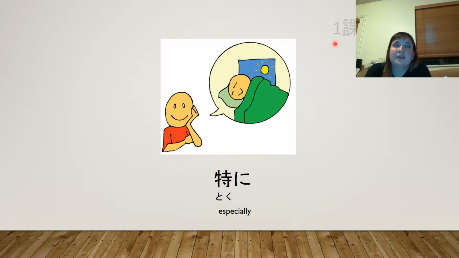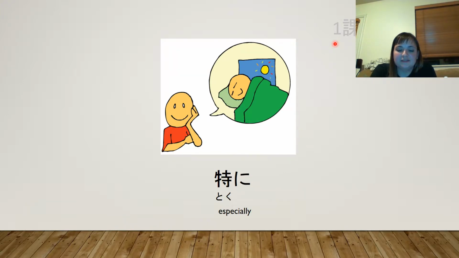Okay, or I could say 食べ物が大好きです. 特に日本の料理が大好きです. So I like food, but I especially like Japanese food. So 特に is a really good little thing you can add into your sentences to kind of add more to it. So you can say, I especially like this.